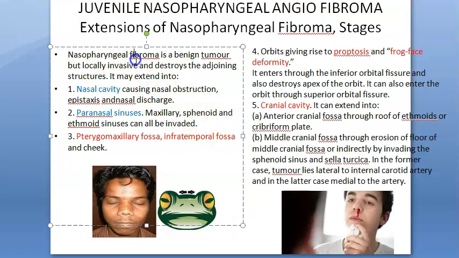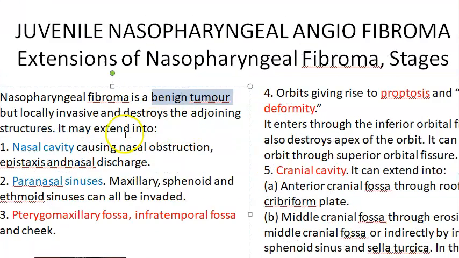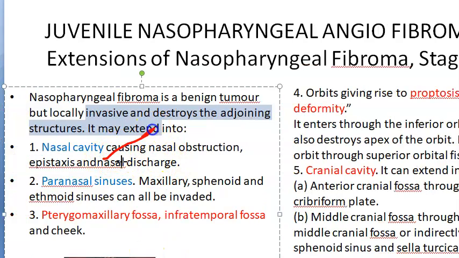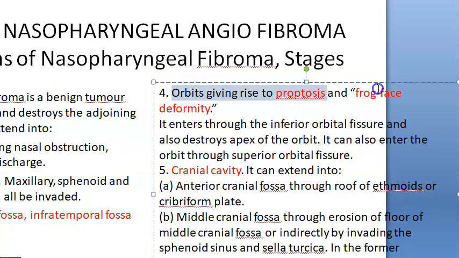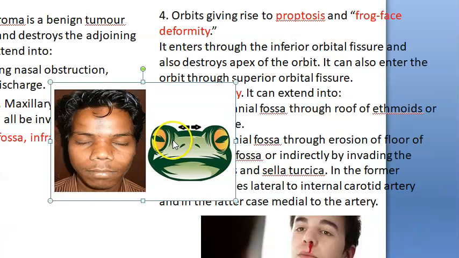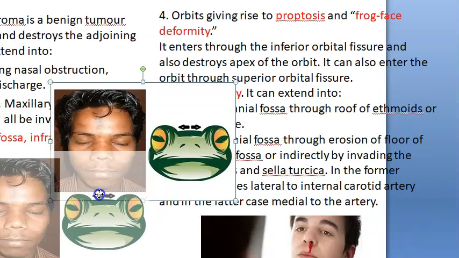So extensions, where all it is going. It is a benign tumor, but it is invasive and it destroys the adjoining structures. So where all, you already know this, it will go into the nasal cavity, paranasal sinuses, pterygomaxillary fossa, infratemporal fossa, cheek. Yes, this also we know. Then what is there here? This side. It can go into the orbit, giving proptosis, frog face deformity. That photo you saw, remember? So proptosis and frog face deformity.